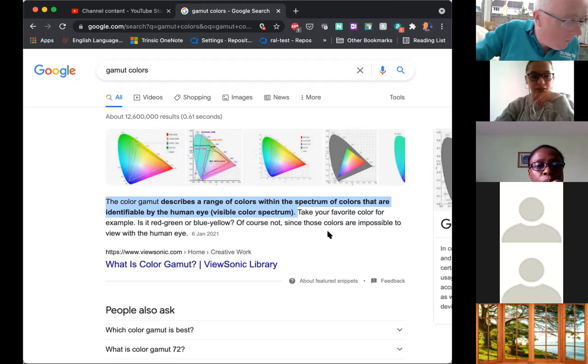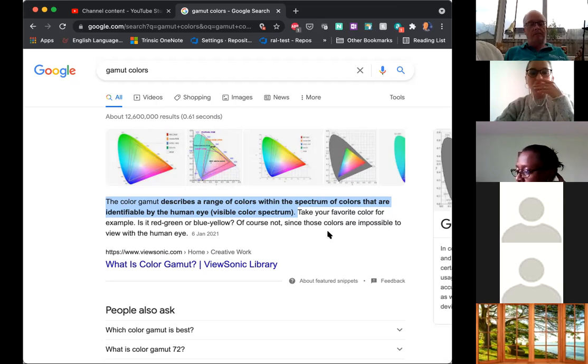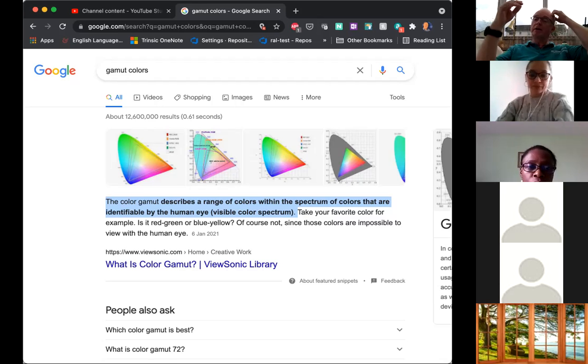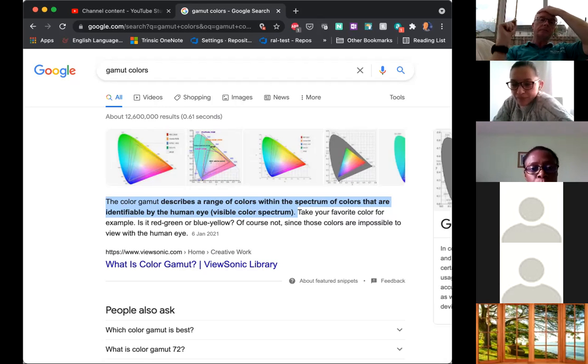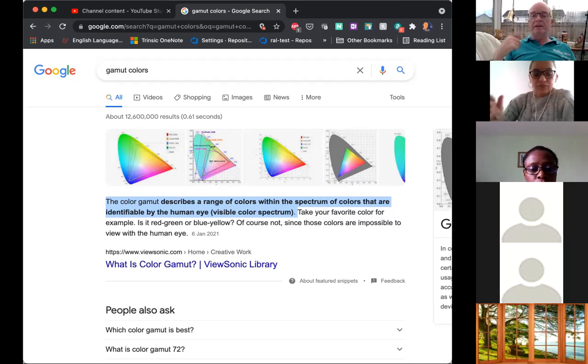Yes, sir. Just the visible range. Okay. So, as a wee test, I'll say, explain the difference between gamut and spectrum. Not now, but you all can do that later. Write a sentence that explains what I've just explained as an exercise, okay? What is the difference between gamut and spectrum?